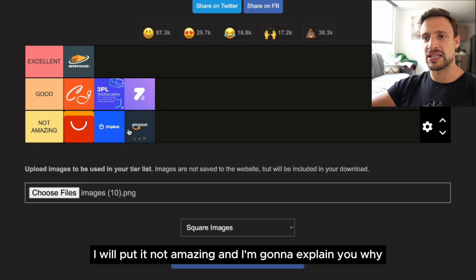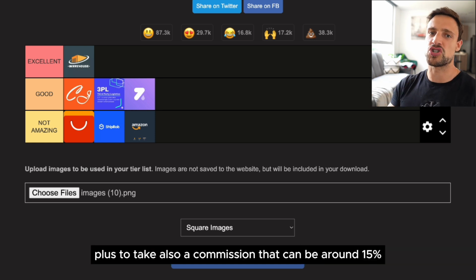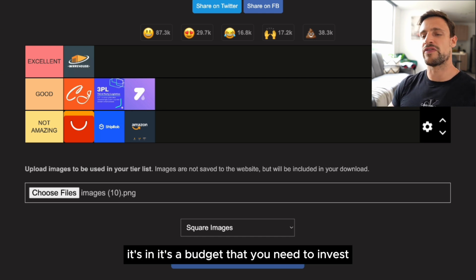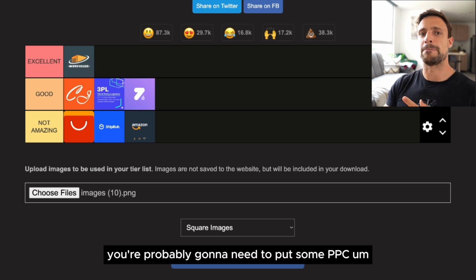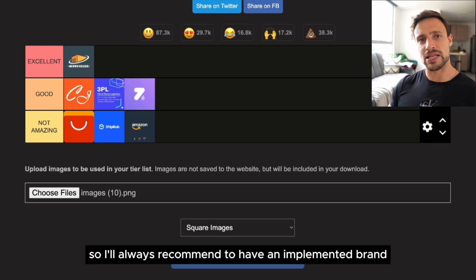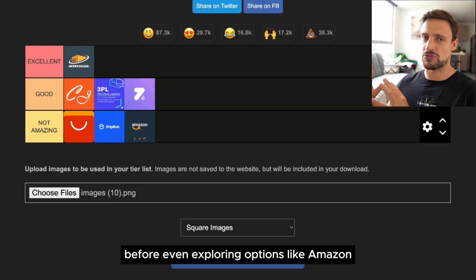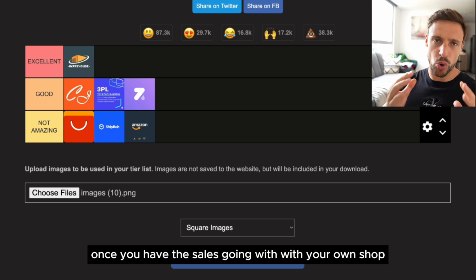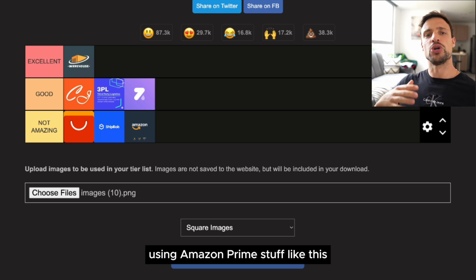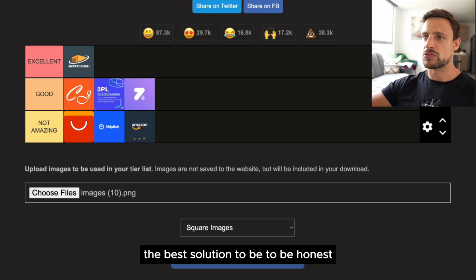Amazon, I would put not amazing, and I'm going to explain why. Amazon requires also that you ship to them a minimum quantity, plus they also take a commission that can be around 15%, something like this. So if you're just starting out, again, it's a budget that you need to invest. You're probably going to need to put some PPC ads on Amazon to start a couple of sales. So I'll always recommend to have an implemented brand that validates the product, validates the market, people are satisfied about it before even exploring options like Amazon. Once you have the sales going with your own shop, your own brand, consider having Amazon, and then you can conquer other markets on autopilot using Amazon Prime and stuff like this. But at the beginning, it's not the best solution, to be honest.